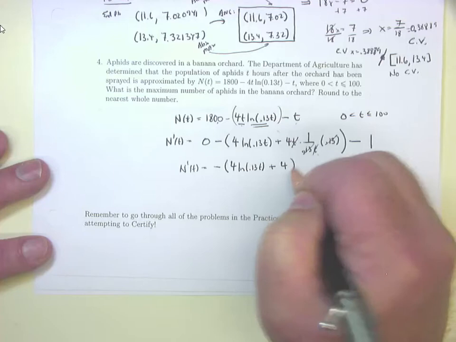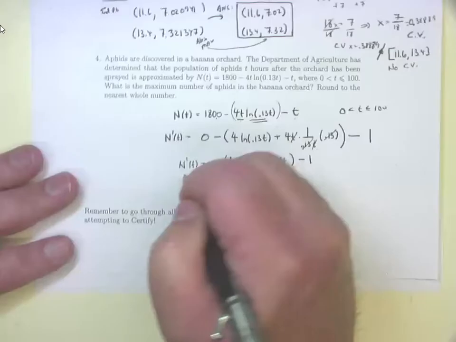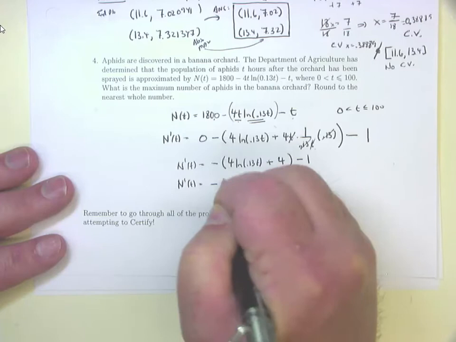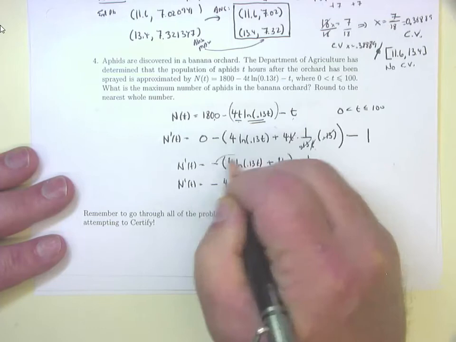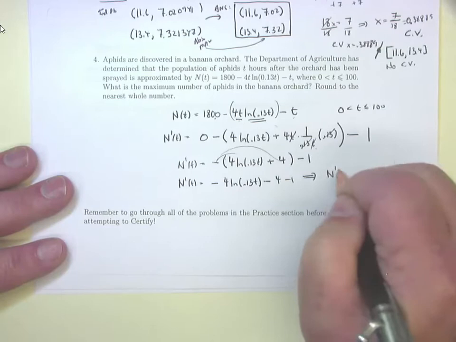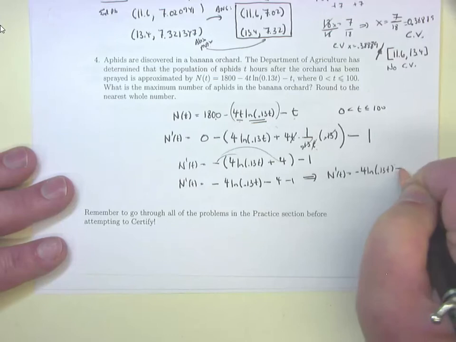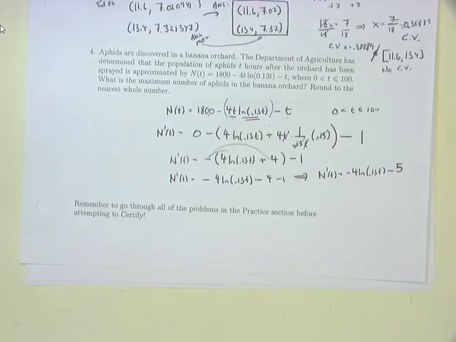So far, so good. Distribute the negative. So N prime of t would be equal to negative 4 times natural log of 0.13t minus 4 minus 1. We're cleaning it up. This N prime of t is going to be equal to negative 4 natural log of 0.13t minus 5. Minus 4 minus 1 is minus 5. But wait, I want, in this case, to maximize this thing. How do you maximize or minimize anything? Take the derivative, which we just got. We cleaned it up. Set it equal to your favorite number, 0, and solve.